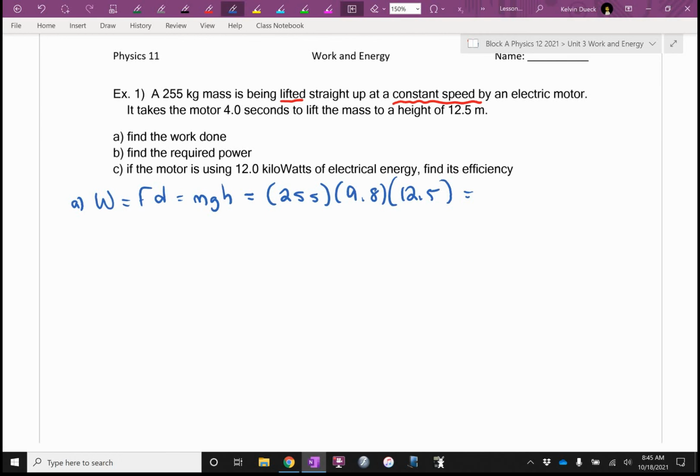I'll do this on my actual calculator. Do y'all get 3062.5? No? Oh, no, totally wrong. I missed a digit. How about 31,237.5? I'm going to write down all the digits and then I'll round off. So 31237.5 to 3 sig figs, 31,200 joules. Okay.